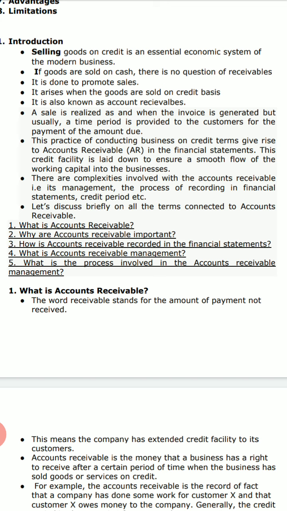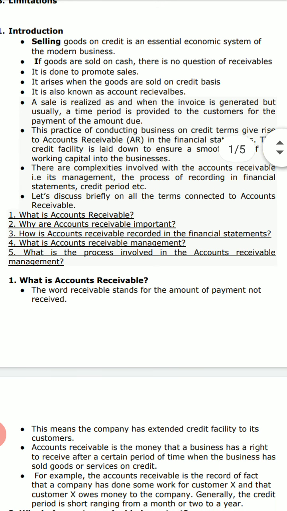So the amount that is due from the customers is known as the accounts receivable, and I repeat, it arises only when there is a credit system of sales, right? A sale is realized as and when the invoice is generated. We all know this, right? Invoice means the bill is generated, but usually a time period is provided to the customers, maybe a month, 4 weeks, 3 weeks, 2 weeks, whatever the credit policy of the firm may be, and after that time period, the amount due from the customer is received.